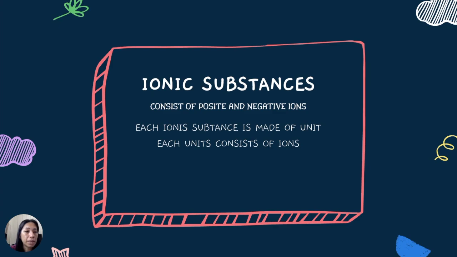The last part is on ionic substances. Ionic substances consist of units, and each unit consists of ions. What do I mean by units and ions? Unit means it's a single unit. So magnesium chloride consists of magnesium chloride units. These units are made up of ions. You have positive and negative ions.